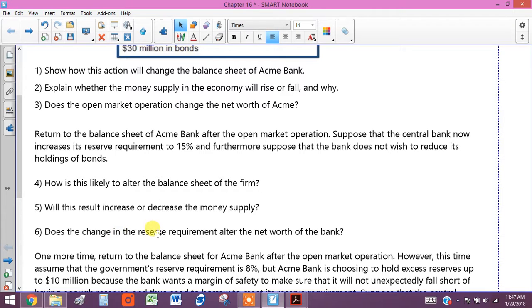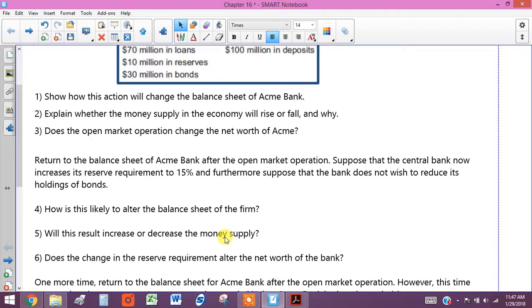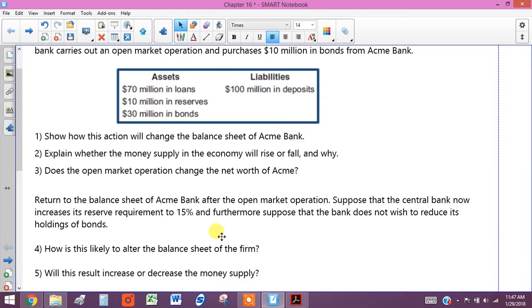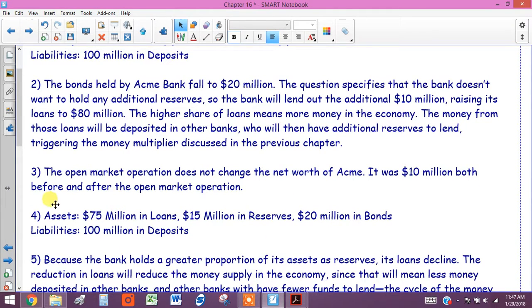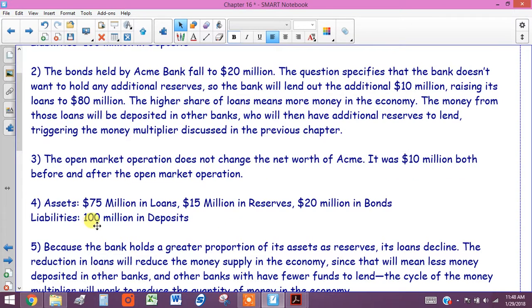Does the change in the reserve requirement alter the net worth of the bank? Well, you should know, no, it does not, because once again we've just altered the distribution of assets. We haven't changed the total, because if we jump back over here, the total is still 75 plus 15 plus 20, which is 110 million in assets and 100 million in liability, so the net worth is still 10 million. That has not changed.